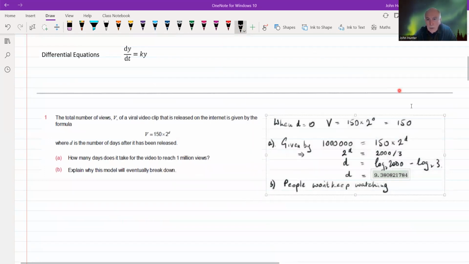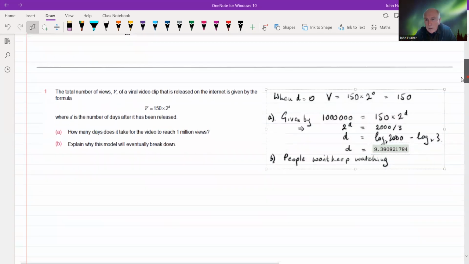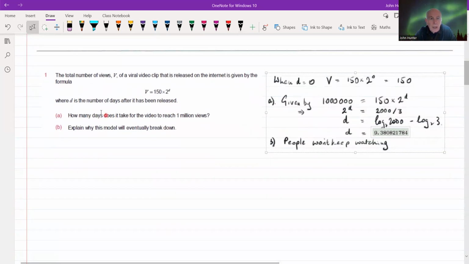Okay, so here's one. The total number of views V of a viral video clip that is released on the internet is given by the formula V equals 150 times 2 to the power of D. So what we notice about this, first of all, it hasn't got any unknowns in it. It's already fully resolved.